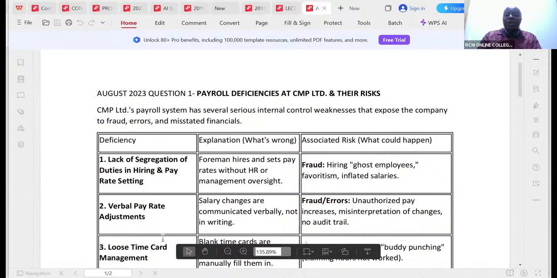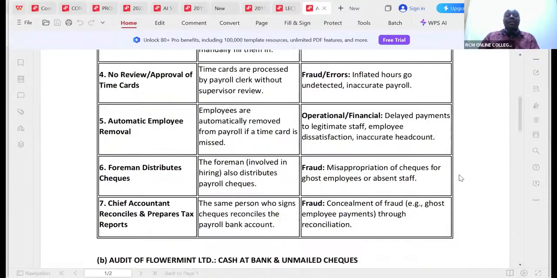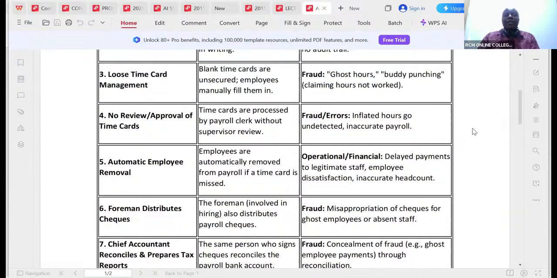Then we have here loose time card management, the loose cards. So the loose cards, what about them, ladies and gentlemen? In this case, the explanation is that blank time cards are unsecured. You can imagine it's even the employees themselves who are picking them. Employees will pick them and manually fill them in. So in this case, what is the danger? What is the risk? Ghost hours could be put in there.